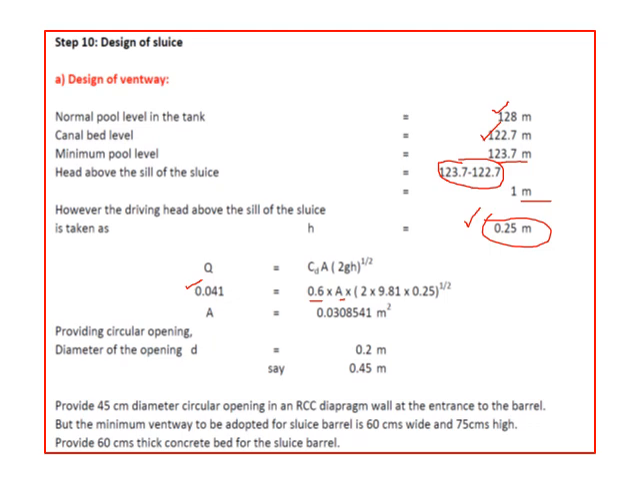Now we have the area, so providing a circular opening, we get the diameter as 0.2. However, we can provide 0.4 or 0.45 meters of circular opening, which will be done in an RCC diaphragm valve kept at the entrance of the barrel. Generally, the minimum vent way for the sluice barrel is 60 centimeters wide and 75 centimeters high. You can provide a 60 centimeters thick concrete bed for the sluice barrel.